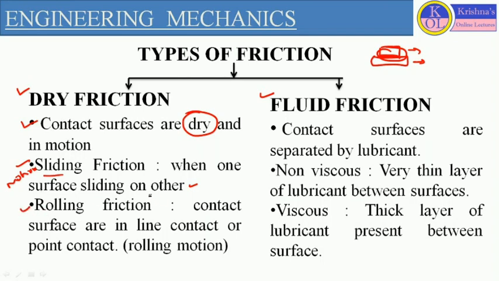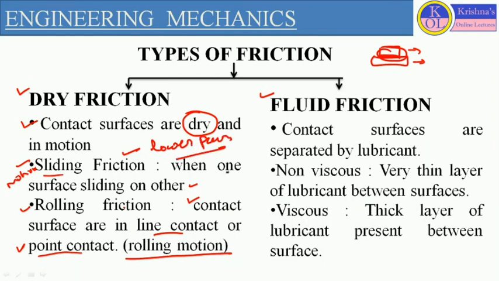So this is also representing the motion between two bodies. When contact surfaces are in line contact or point contact, or one surface is rolling over another, rolling motion is representing the condition of rolling friction. So when there is rolling motion between the surfaces and the surfaces are dry, that is considered rolling dry friction. At that point the contact between the surfaces should be line contact, or it can be point contact.